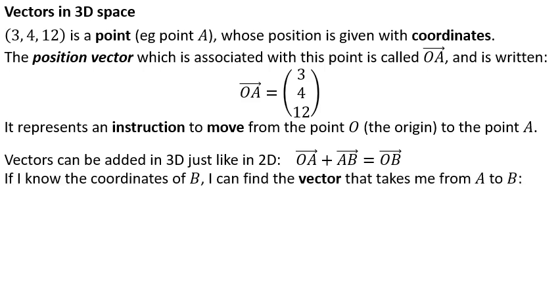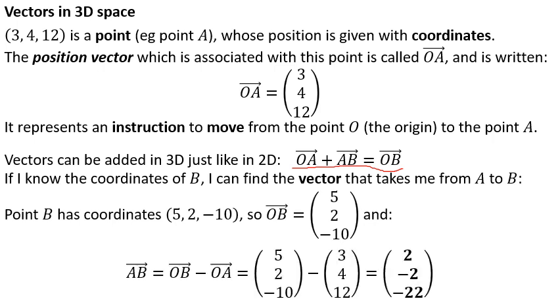If we know the coordinates of B, we can find the vector that takes you from the point A to the point B. So OA is the position vector of the point A. OB will be the position vector which is associated with the point B. But AB is a vector that will take you from the point A to the point B. And by rearranging this little equation we've got up here, we can see how AB can be rewritten as OB minus OA. And in a sense, that should make sense to you.